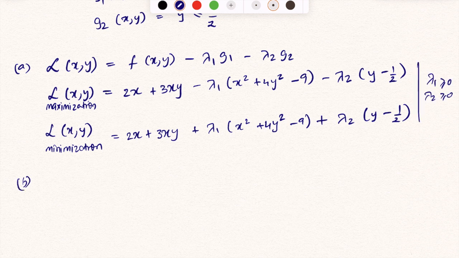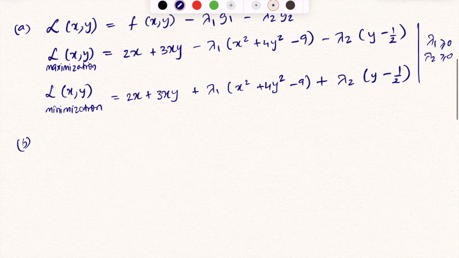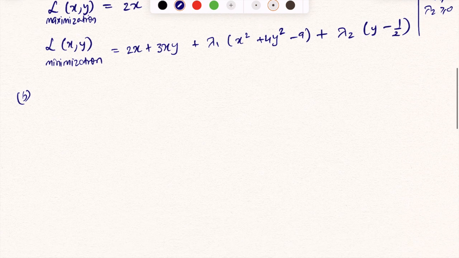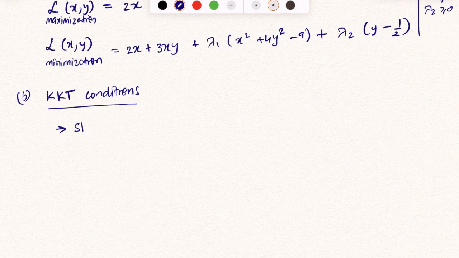So the next step is to make sure that these functions are satisfying the KKT or the Karush-Kuhn-Tucker conditions. And so let's state what they are and express them as mathematical equations to solve for. There are 4 Karush-Kuhn-Tucker conditions. You have the stationary condition, you have complementary slackness, primal feasibility, and dual feasibility. The first KKT condition we're going to start off with is the stationary condition.